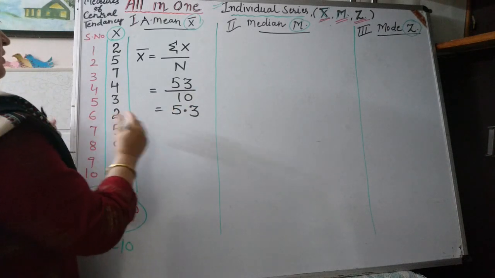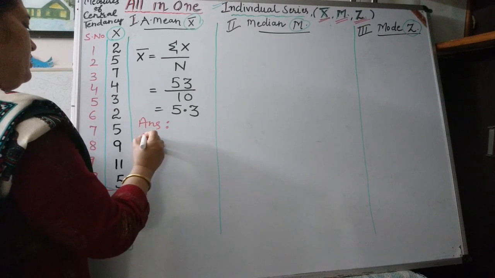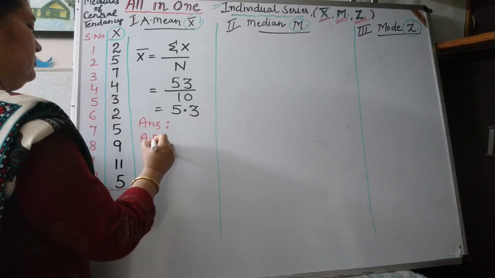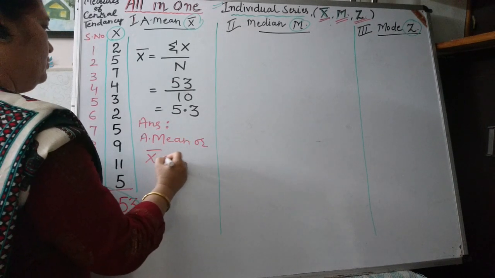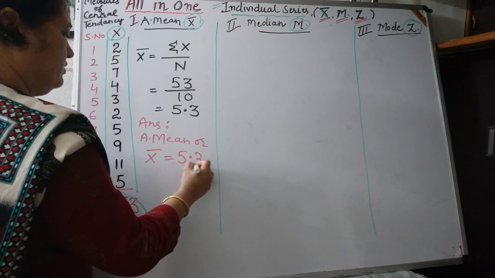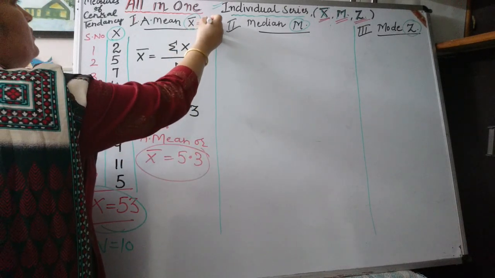So the answer is arithmetic mean, or x bar, is equal to 5.3. So the value of arithmetic mean is 5.3.